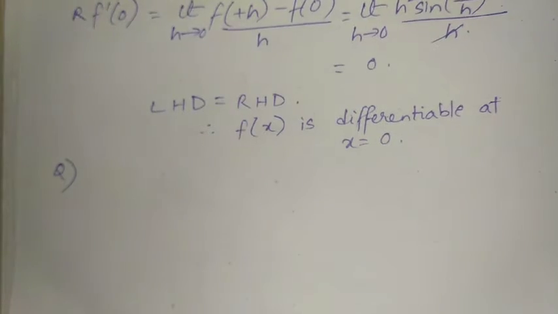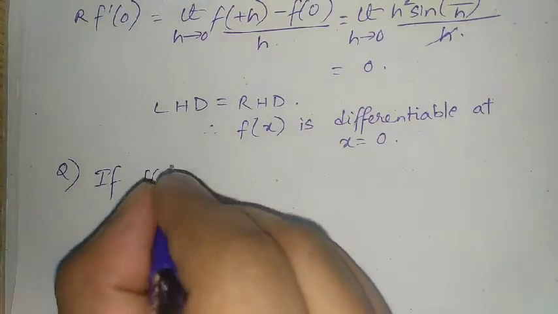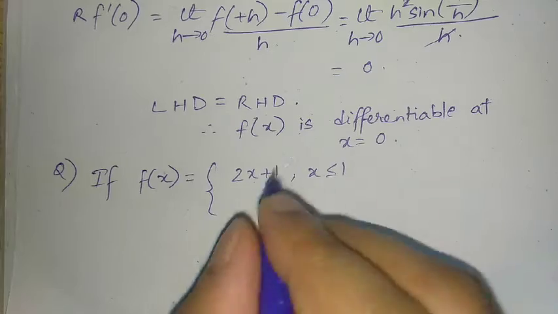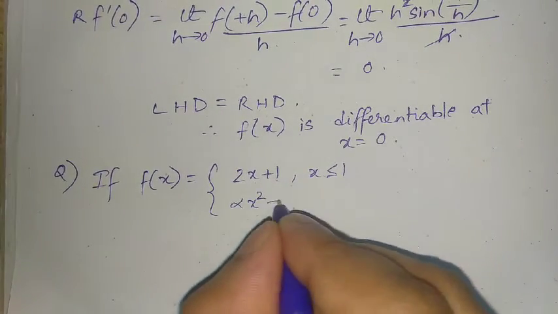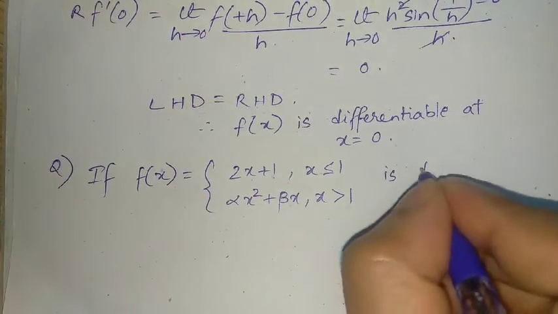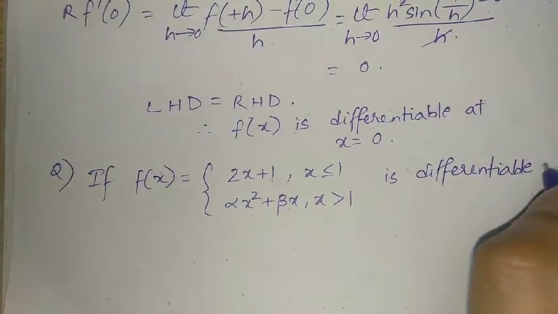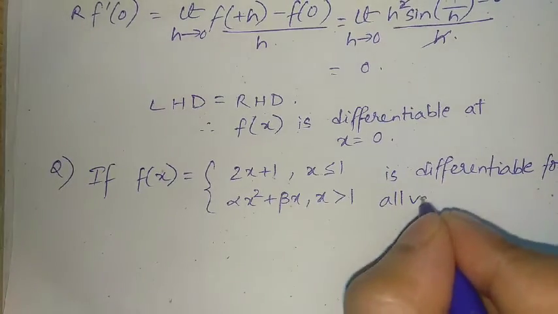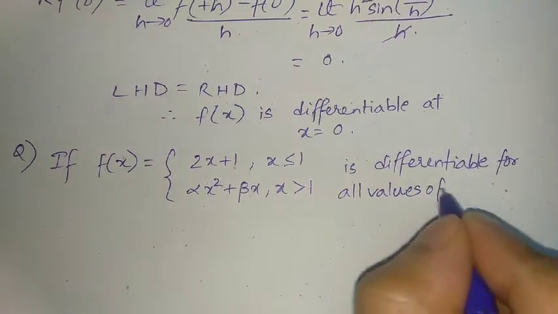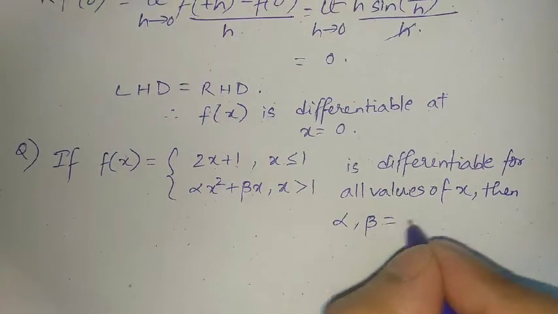So next question, if f of x is equal to 2x plus 1 for x less than or equal to 1 and alpha x square plus beta x for x greater than 1, and this function is differentiable for all values of x, then alpha comma beta equal to how much?